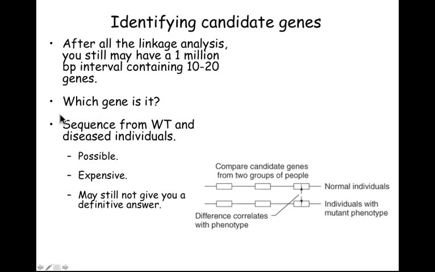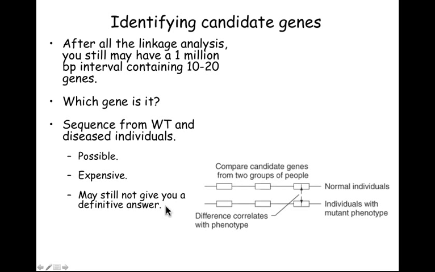So, if you find something really obvious, that all of the wild-type individuals have a nice open reading frame that should encode a normal protein, but you find that the diseased individuals have, say, deletions in that gene, insertions in the gene, frame shifts, some really severe sort of mutation, then that is a pretty good piece of evidence that you've found the right gene. So this is possible. It's actually not so expensive anymore, but it might still not give you a definitive answer.